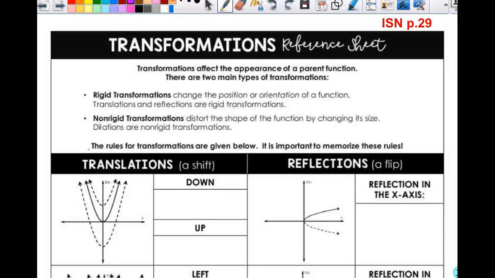The first one is rigid transformations. Okay, that's a change in position or orientation of a function, and those are mainly translations and reflections. Okay, you move it left or right, up or down, flip it over. That's what's happening there. Then we have non-rigid transformations. They distort the shape of the function by changing its size. Those are your dilations. You shrink it or enlarge it.